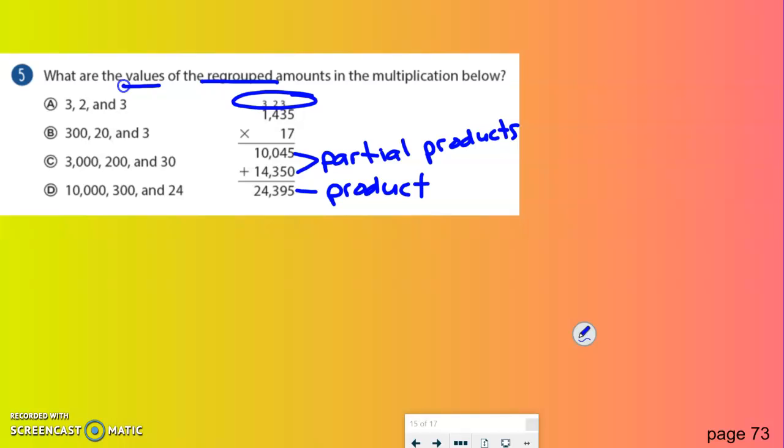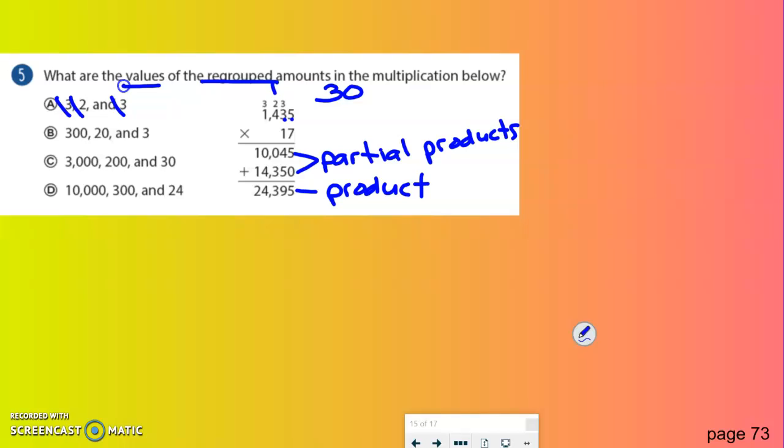So you have to look at that first one, that 3 that's above the 3. Well, what place is that in? This is your ones place. This is your tens place. So that regrouped 3 is in the tens place, which would make it a value of 30. So notice A says 3, 2, and 3. Well, that's not the value of them. Okay? B says 320 and 3. C says 3,230. And then the last one is 10,324. But we know that 30 has to be one of the answer choices because 30 is the value of 3.